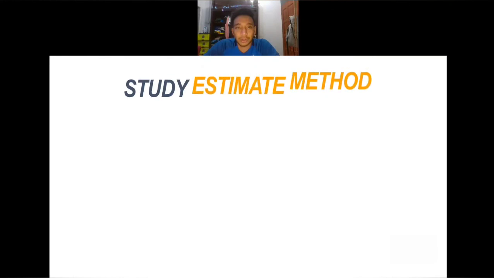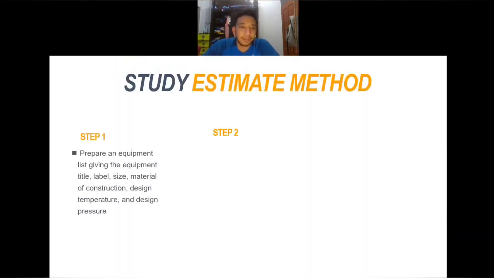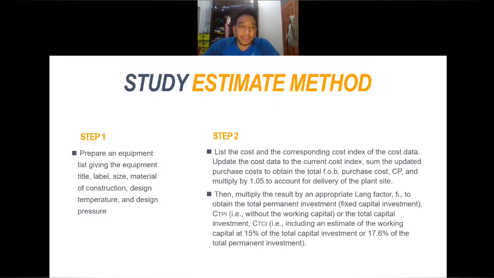Okay, moving on to the study estimation method. Study estimation is estimating the capital cost of the chemical plant using an overall factor that multiplies the estimate of the delivered cost of the major items of process equipment. I can say that this requires a process design with a complete mass balance and energy balance as well as the equipment sizing. So in step 1, we prepare a list of all the equipment, giving the title, label, size, material of construction, design temperature and design pressure.